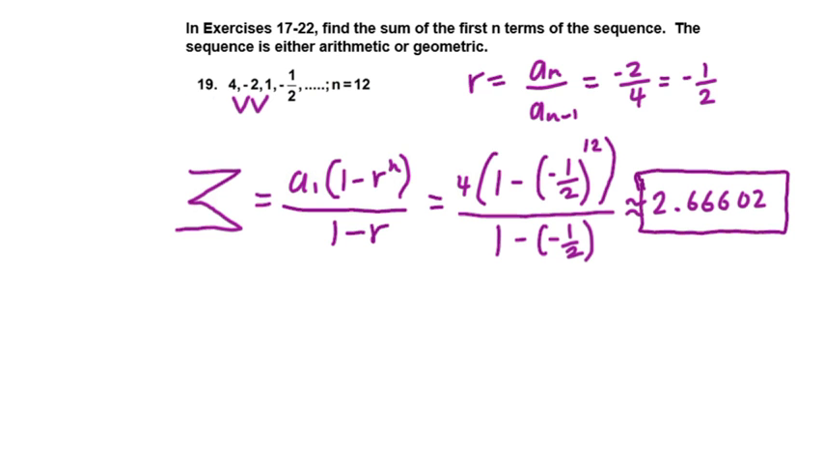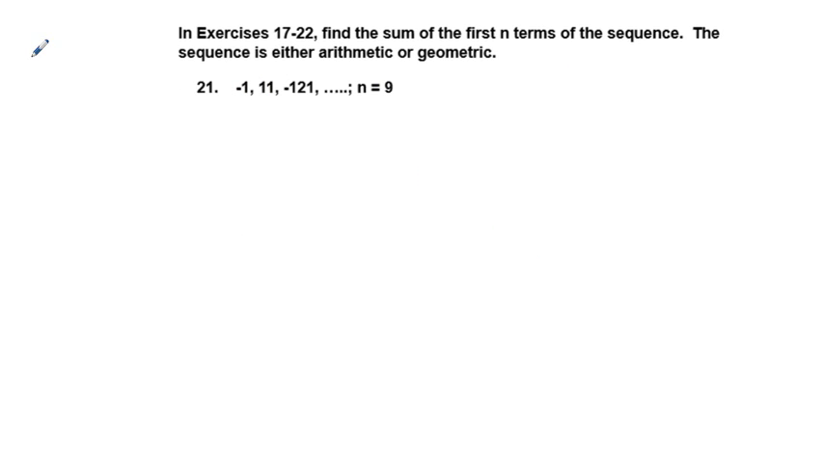Next, let's go on to problem 21. Do we have an arithmetic or geometric sequence here? Well, negative 1 plus what equals 11? That would be plus 12, right? Well, if we add 12 again, we would get 11 plus 12 is 23, which we don't. So my suspicions are that we are talking about a geometric sequence again. Well, in this case, we have r, the common ratio, is going to be equal to a sub n divided by a sub n minus 1.